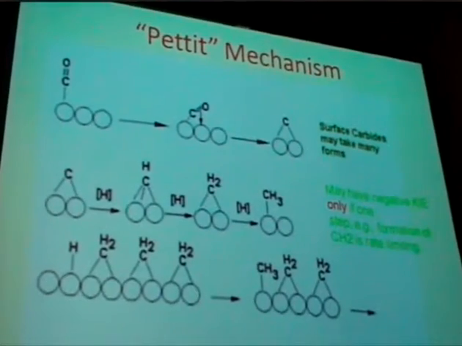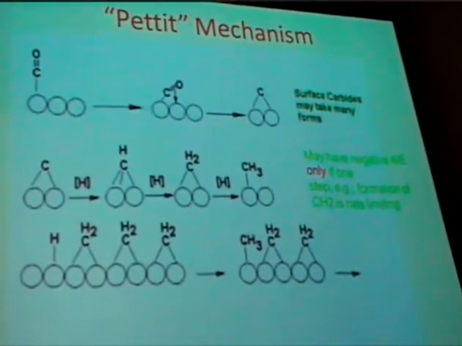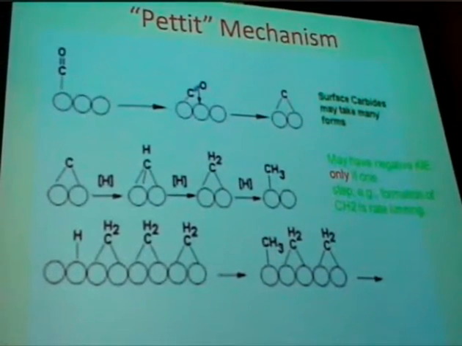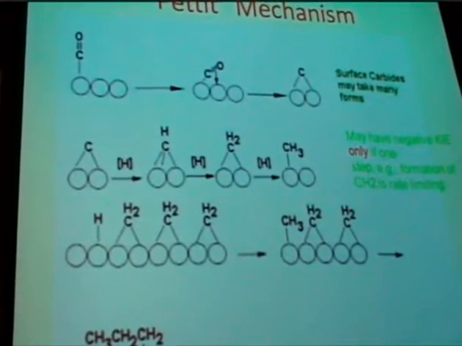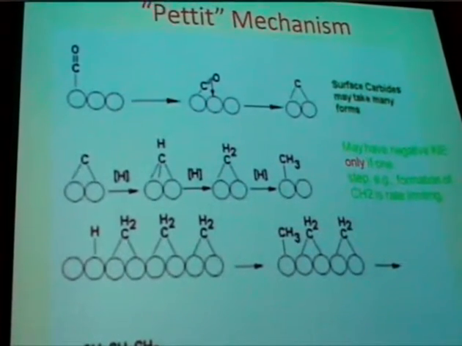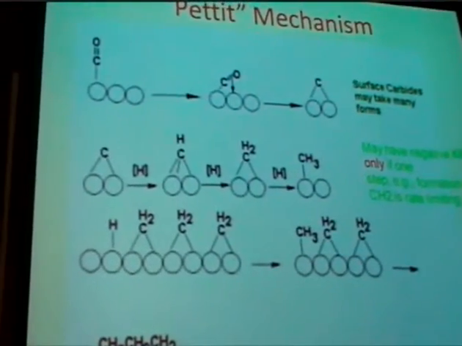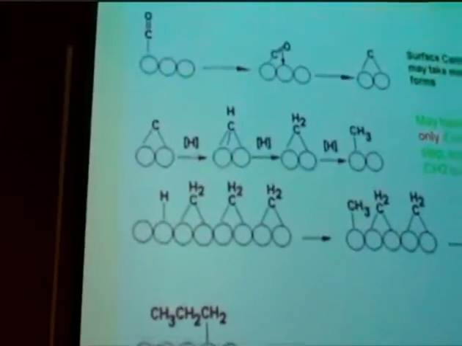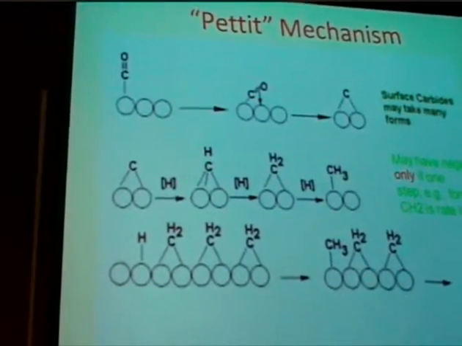One of those steps has to be rate limiting in order to have that step show a kinetic isotope effect. The isotope effect only shows up when you measure the rate in the rate limiting step. So you can't have equilibrium between the different CH, CH2, CH3. It has to go, and one of them has to be rate limited.